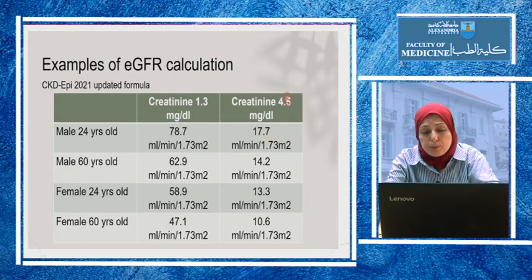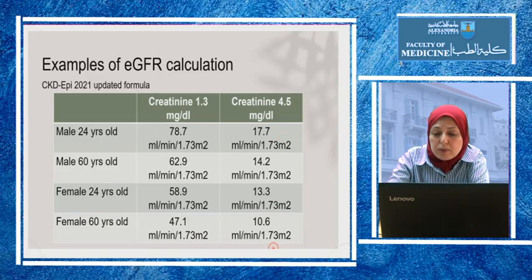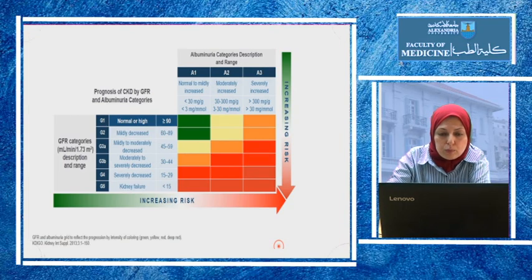At a creatinine of 4.5, this male will have CKD4, while all the others will have already CKD5. So this illustrates how GFR, because it takes gender and age into consideration, may be very different and may shed a lot of light in comparison to creatinine alone.